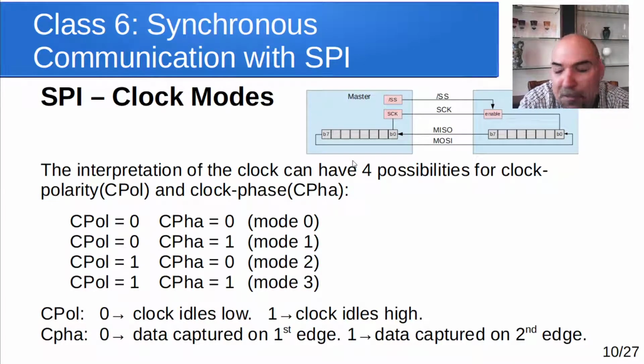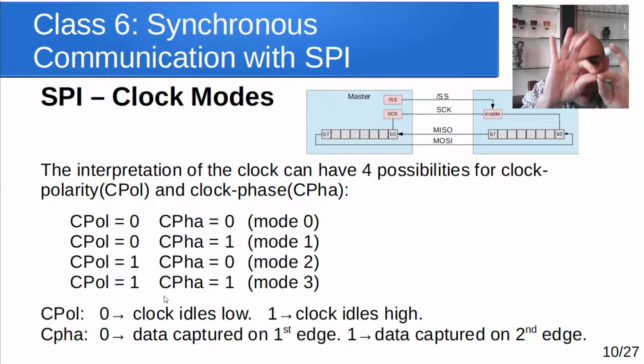So the different SPI modes essentially come down to how do we interpret the clock? And there are 2 different ways of interpreting the clock. One is called the clock polarity, meaning does it idle low or does it idle high? And then the second thing that controls how the clock is used is which edge of the clock causes the transfer, the sampling of the line. So it could either be on the first edge of the clock or the second edge of the clock.